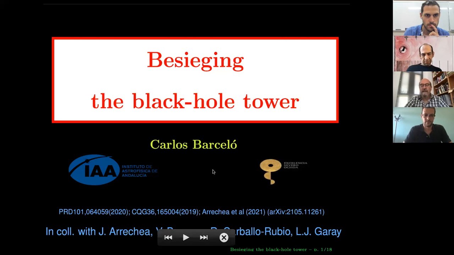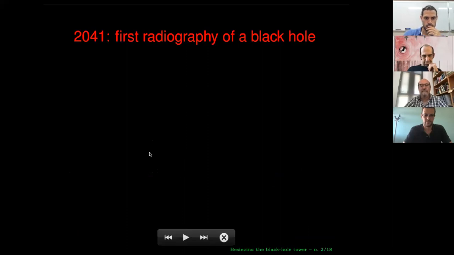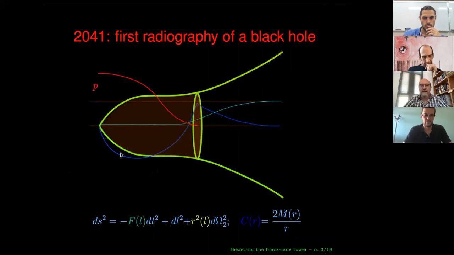So let's go to the future for just a few moments. It is already year 2041, and it has been announced that researchers have been able to produce the first radiography of a black hole. And then there you go. And then let me spend a minute to explain this graphic, this plot.